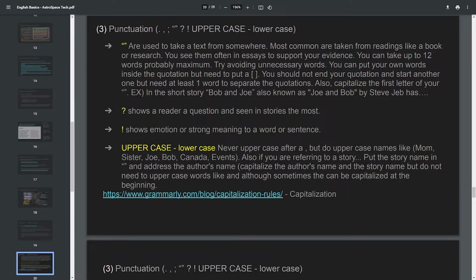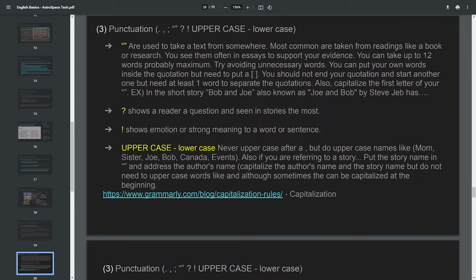So this is an example. In the short story, Bob and Joe, which is obviously a story, it needs to be capitalized here, and you don't need to capitalize and, which I'll also talk about here, words that you sometimes don't have to capitalize. This is an example. And also, this is the separation part, so you need one word to separate the quotation before I do another quotation. Joe and Bob by Steve Jeb has.